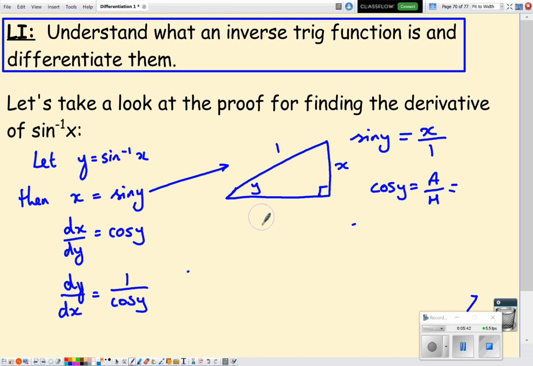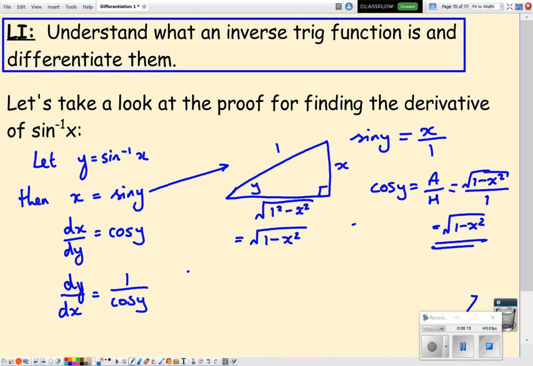Let's use Pythagoras, and you'll work out that that is the square root of hypotenuse squared, take out the opposite squared, so 1 squared take away x squared, which is root 1 minus x squared. Okay, so cos y is adjacent over hypotenuse, so root 1 minus x squared over 1, so cos y is root 1 minus x squared.